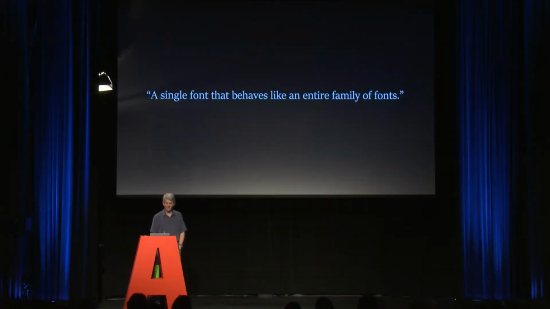When we announced variable fonts, John Hudson wrote a great blog on Medium giving an introduction to variable fonts, and he gave this succinct characterization, something along the lines of, a variable font is a single file that behaves like multiple fonts. And somebody at Adobe gave a little refinement to that. I'm not sure if it was Dan Radigan or Tim Brown, but they came up with the idea that a variable font is a single font that behaves like an entire family of fonts. I think that's a great characterization.